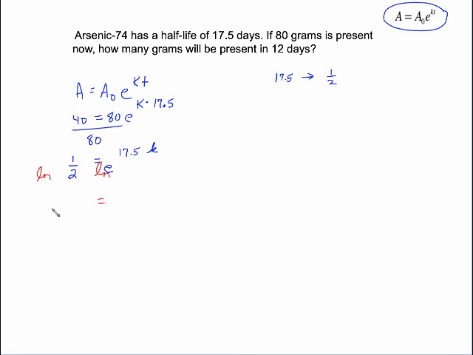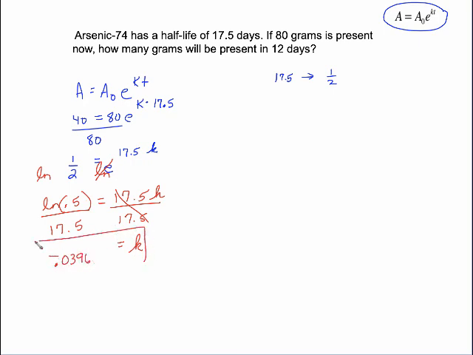And now it's basically arithmetic. I'm going to write this as the decimal 0.5. Cancels out, gives me 17.5k. Divide both sides by 17.5, which cancels out, and I get the k over here. When you do this arithmetic, don't forget the parentheses, that you get the front parenthesis when you type ln on the calculator. Be sure you close off the parentheses, and this gives me negative 0.0396 for my k value.